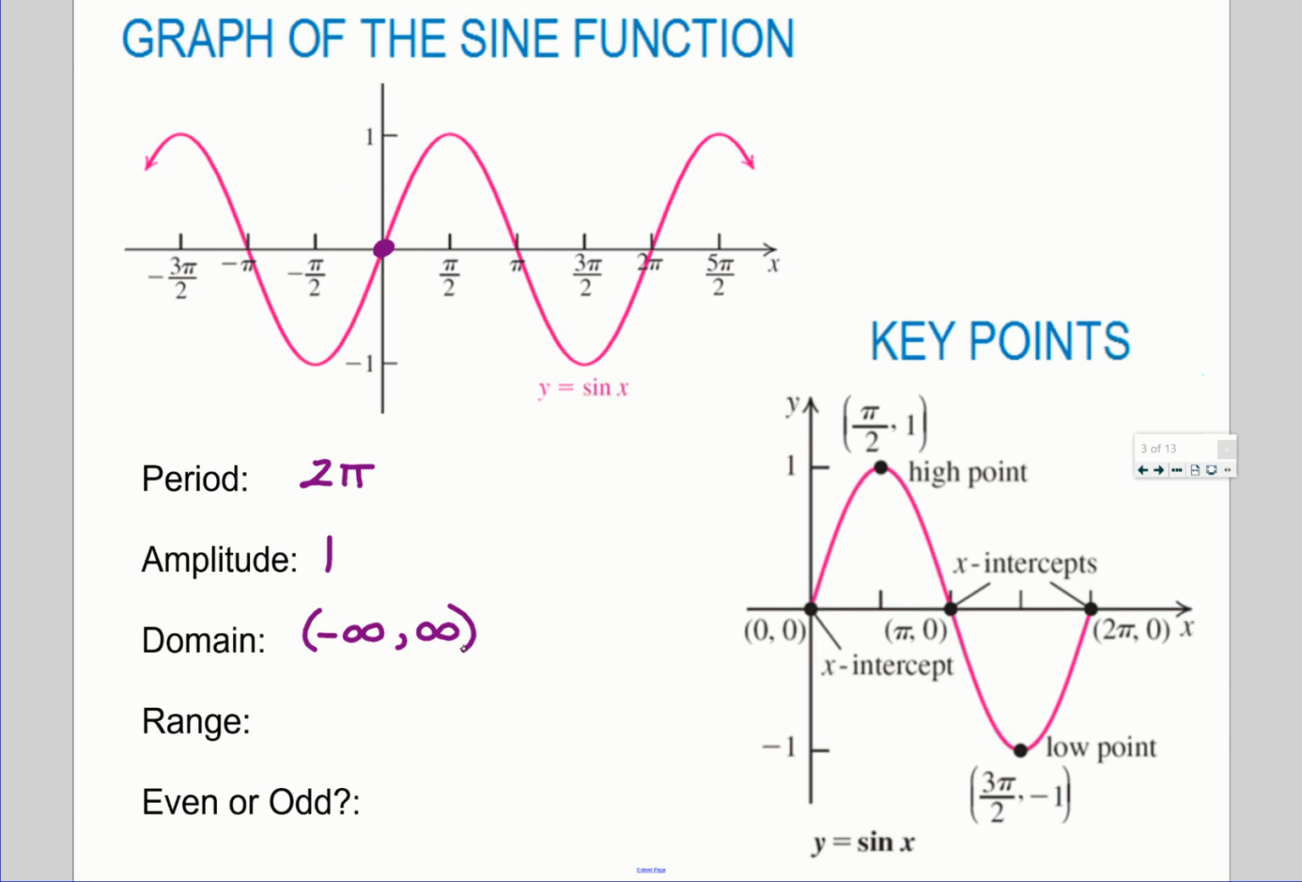Brackets or parentheses? Brackets. We do have points at -1 and +1. And even, odd, or neither. So even, review, was symmetric to the y-axis. Odd was symmetric to the origin, the ones you could flip upside down and it looks the same. Neither is neither. What do we think? This one is odd. It is an odd function.